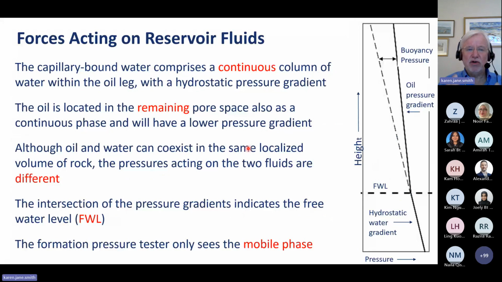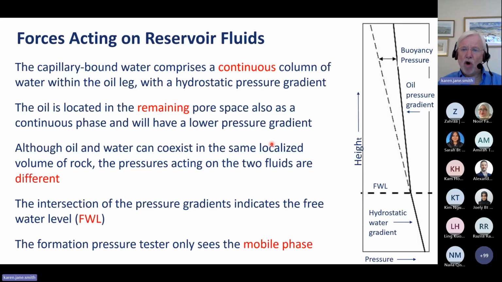So let's have a look at these two forces on the reservoir fluids. Now, the capillary bound water comprises a continuous column of water in the oil leg. So you've got the water in the oil leg held onto the pores all the way to the top of the reservoir. The oil is in the remaining pore space and is also a continuous phase, but it's at a lower pressure.